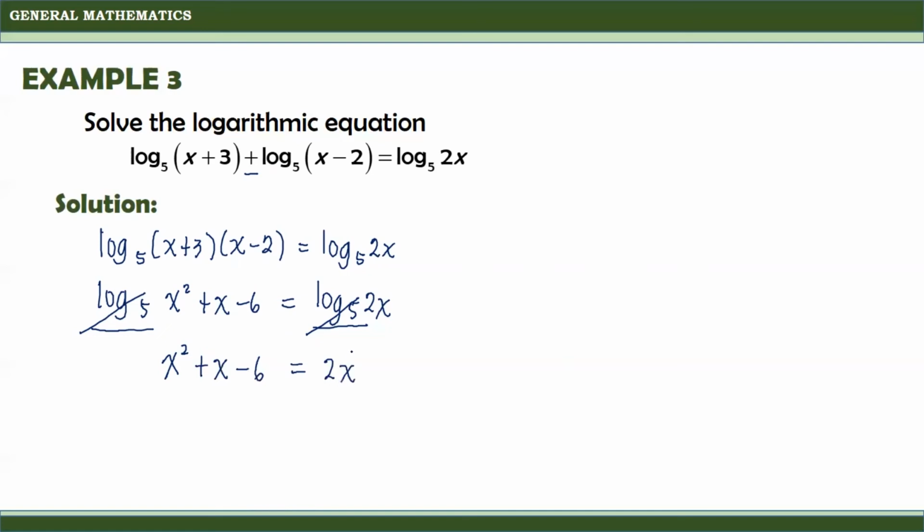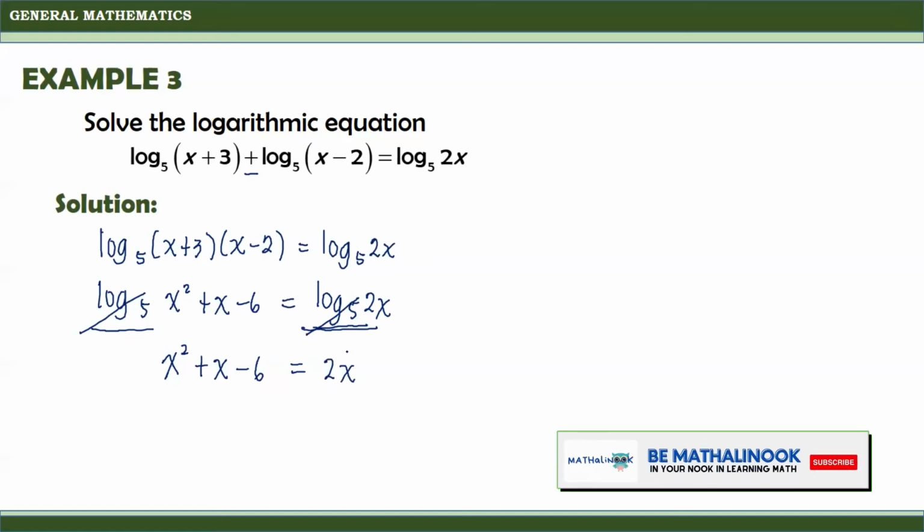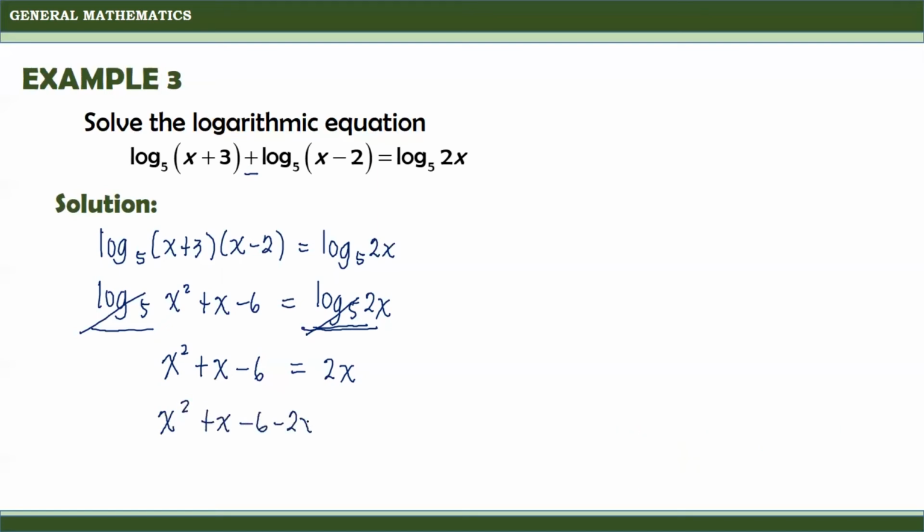Remember that we only do this if we have logarithms to the same bases on both sides of the equation. If there is no logarithm on one side of the equation, then what we need to do is to write the equation into exponential form. Simplifying now this equation, we will have x squared plus x minus 6 minus 2x equals 0. x squared minus x minus 6 equals 0 will be our resulting quadratic equation.